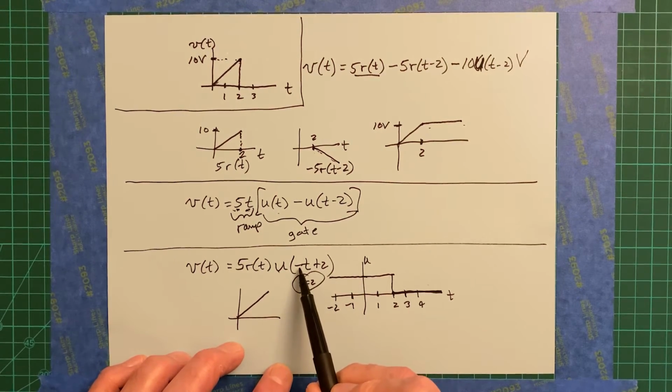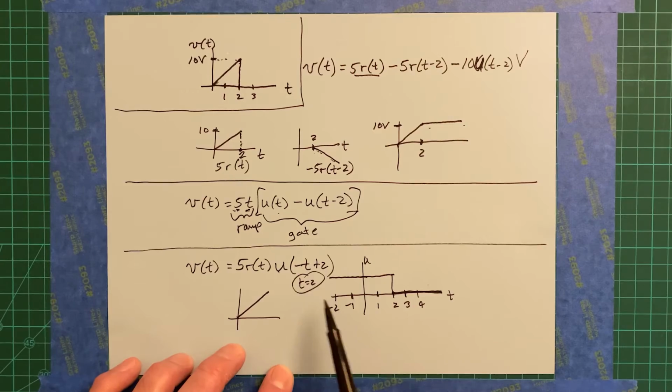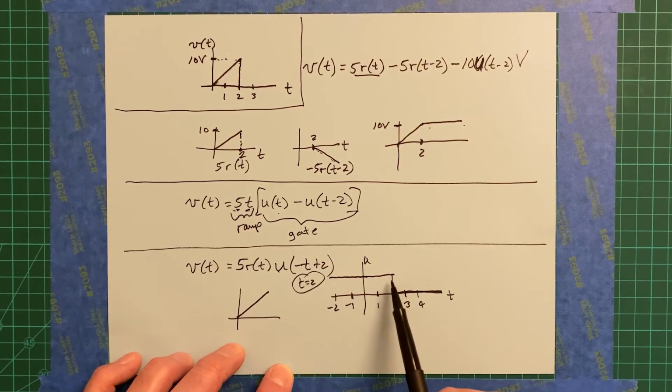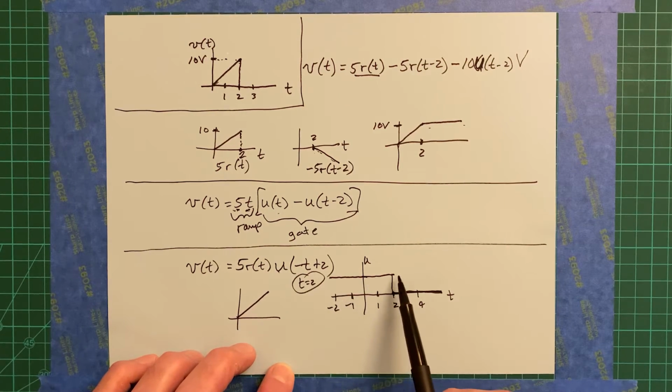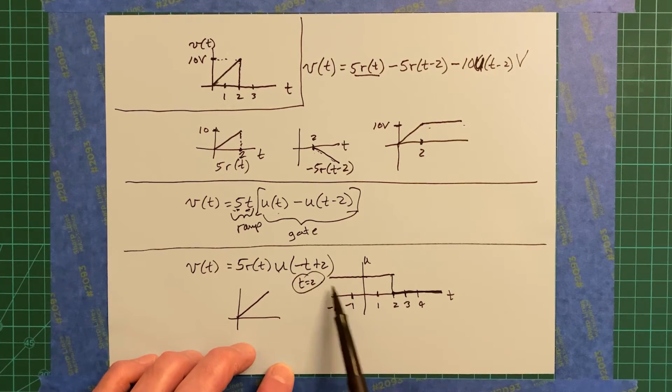So by adding that negative sign in front and making that a plus 2, we have made a curve that looks like this. That means it's defined as 1 before t equals 2, and it's defined as 0 after t equals 2.